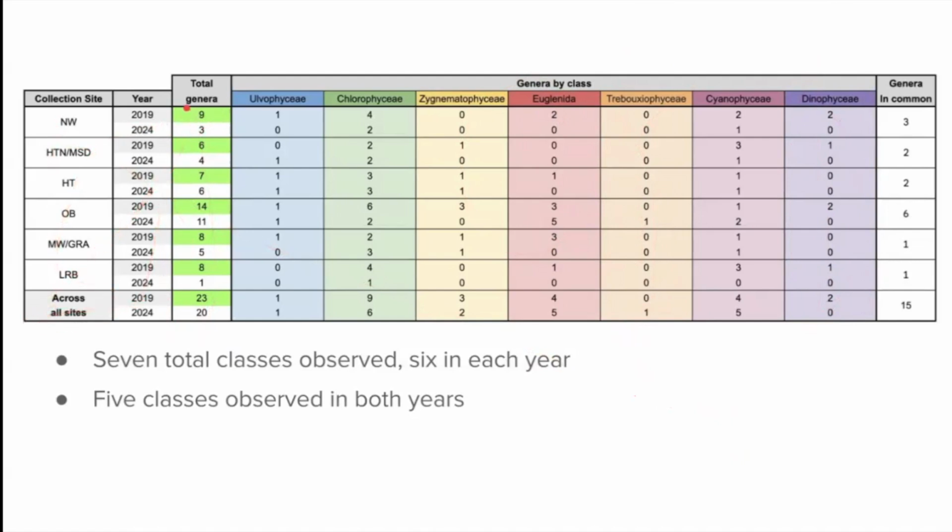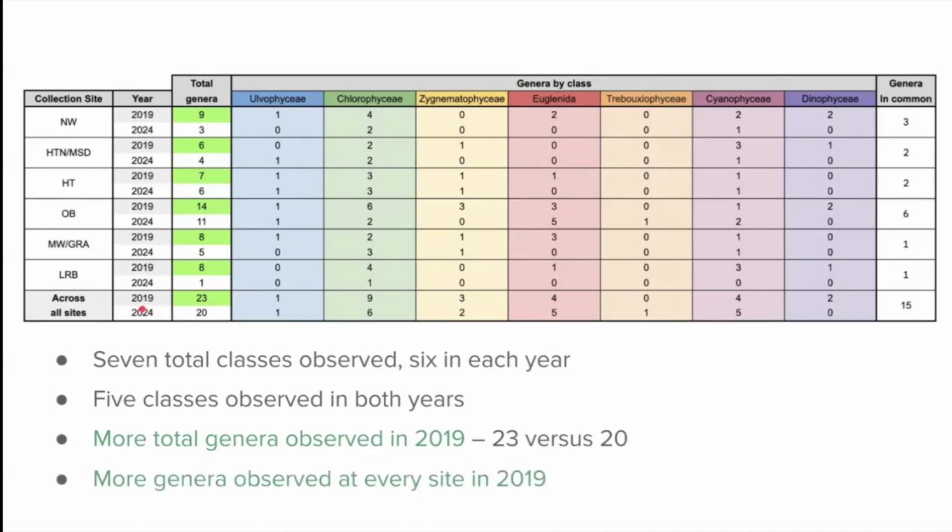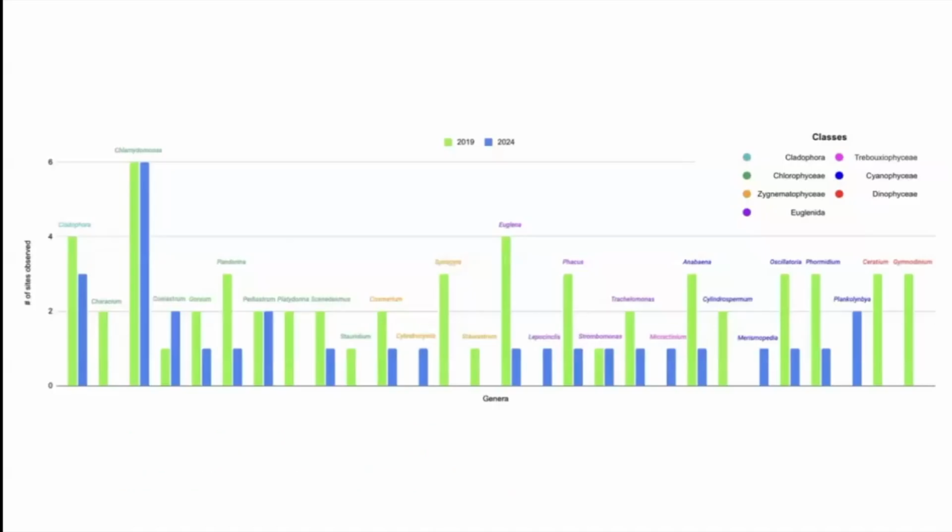The green means it's the bigger of the two, more in that year. And as you can see, there were more total genera observed in 2019. There were 23 observed in 2019 versus only 20 in 2024. And across every single site, there were more genera seen in 2019 than 2024. So, something to ponder.